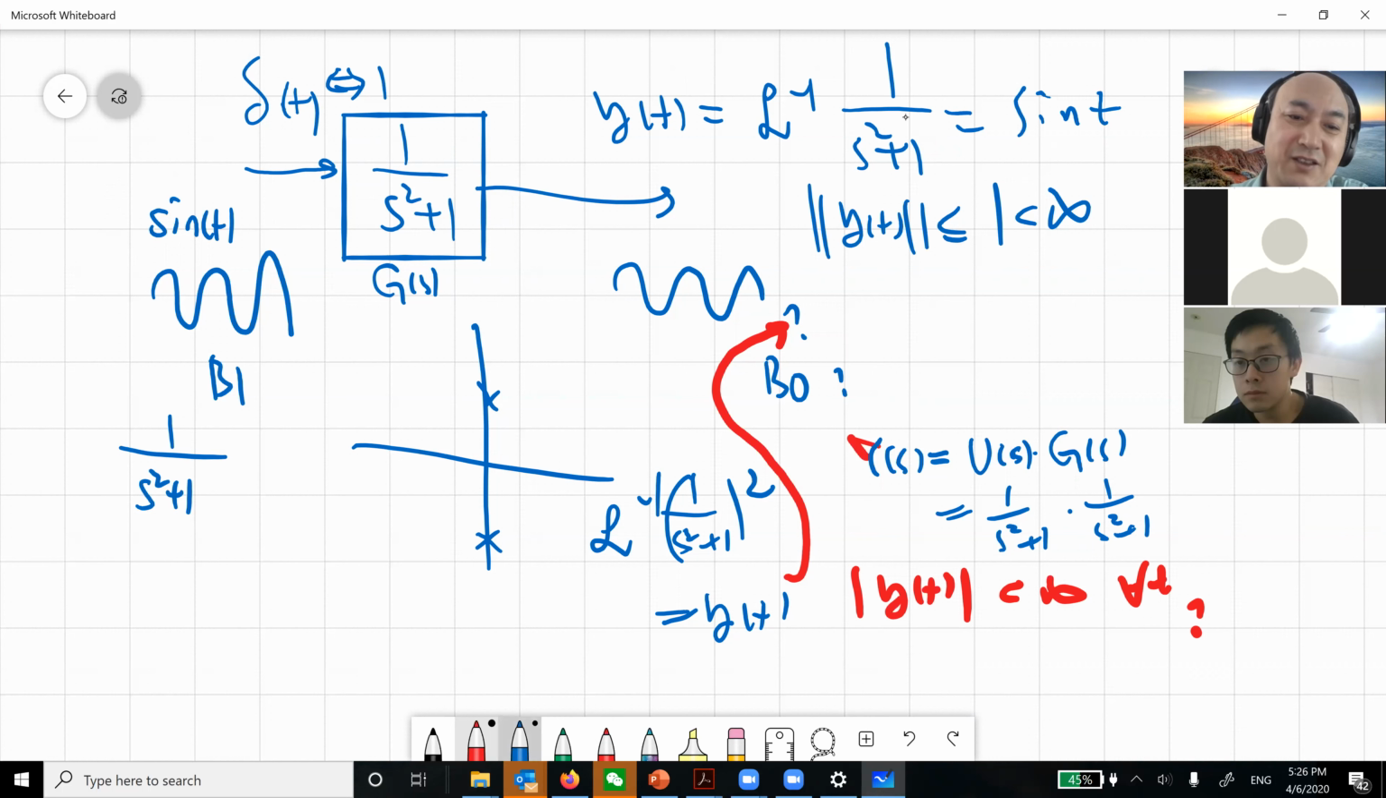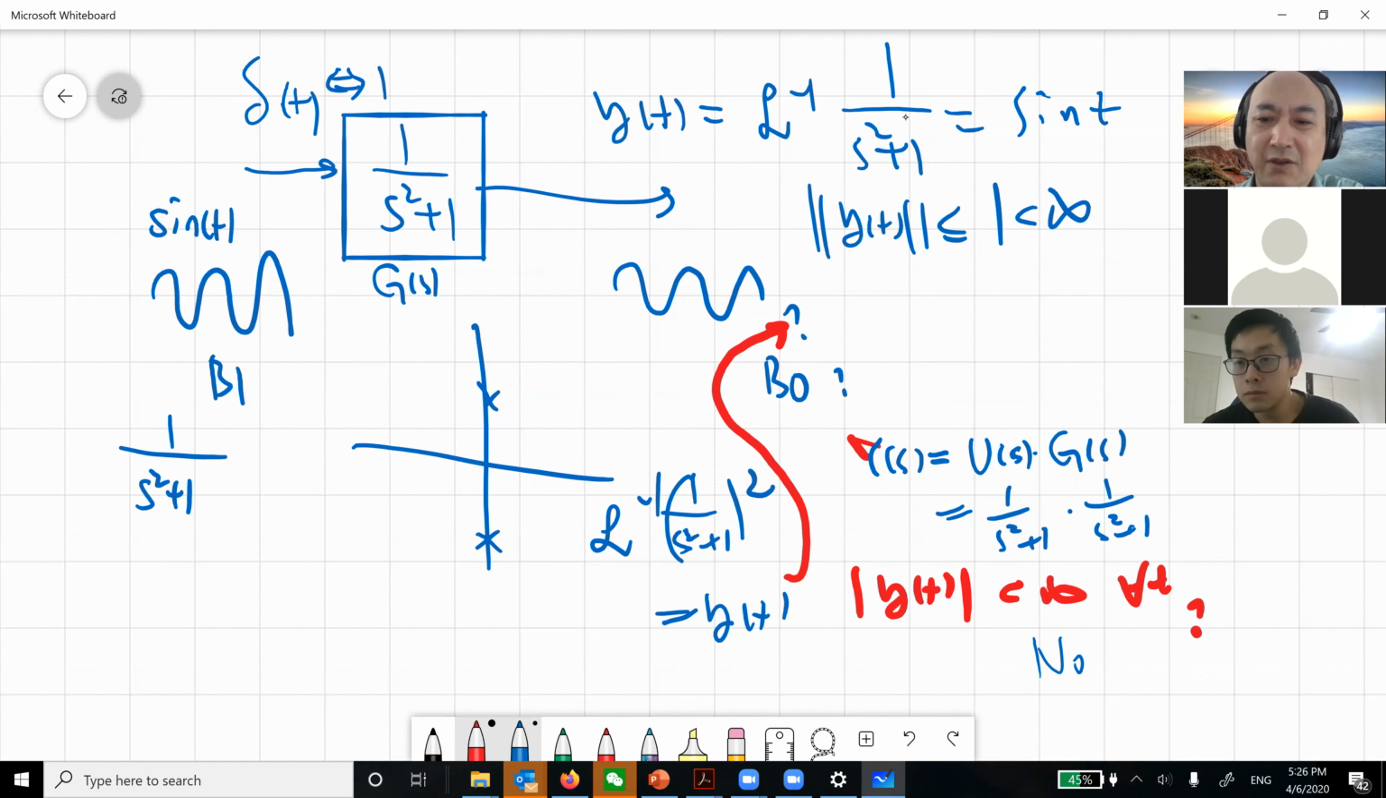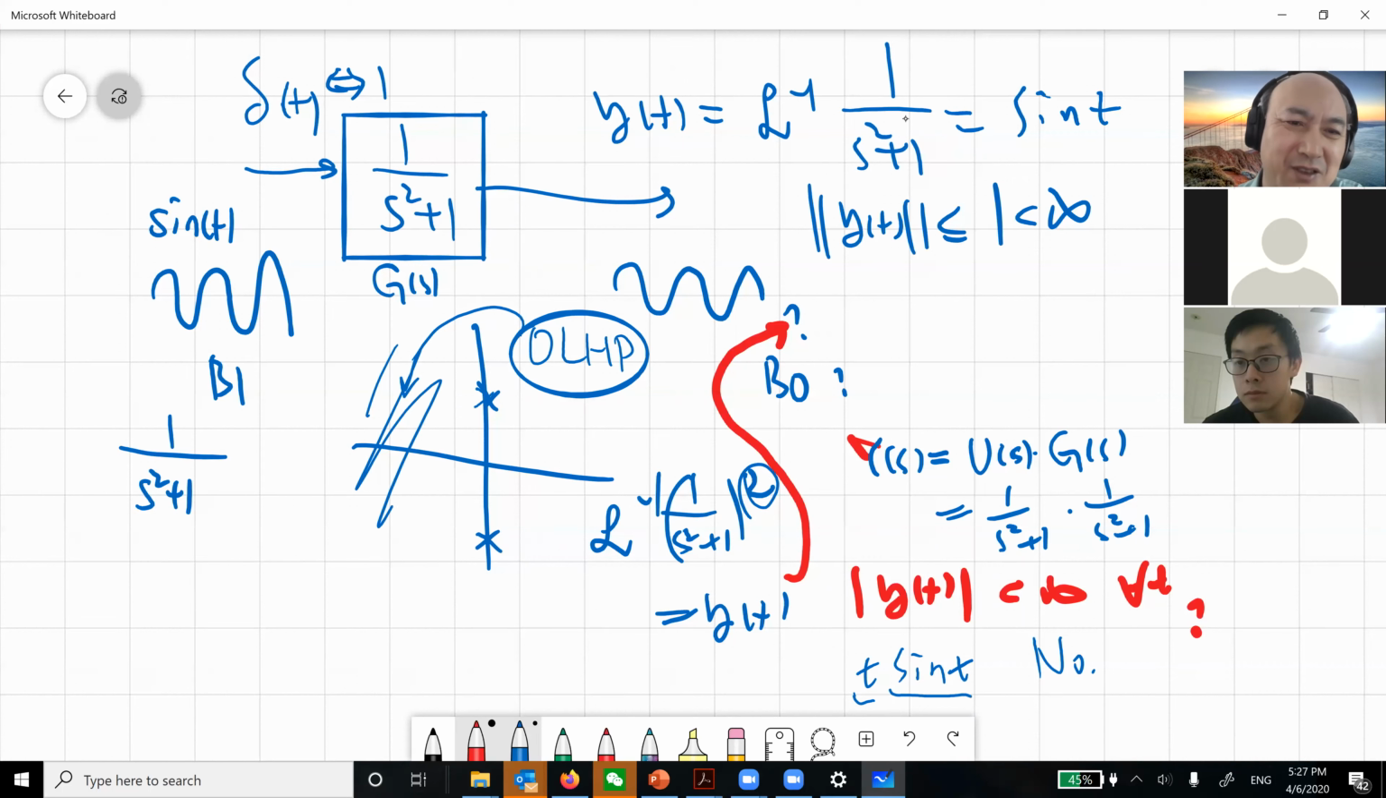So the answer is no. Because of the square, you are going to have t sine t somewhere, and this t is still going up. So it's BI, not BO. In other words, a complex conjugate pair also shows up, not in the OLHP. So the OLHP actually should be written here.